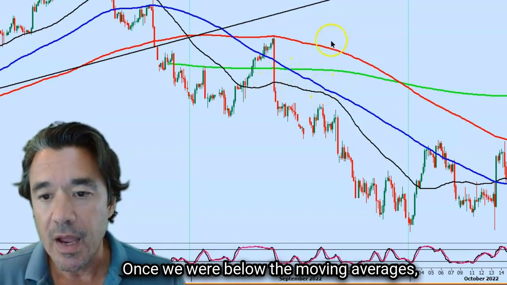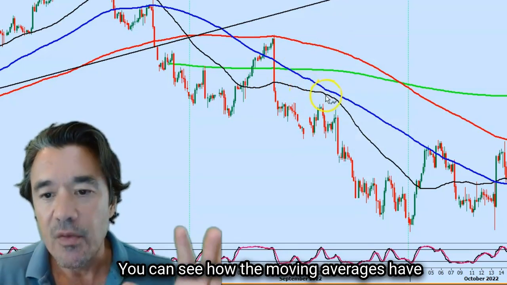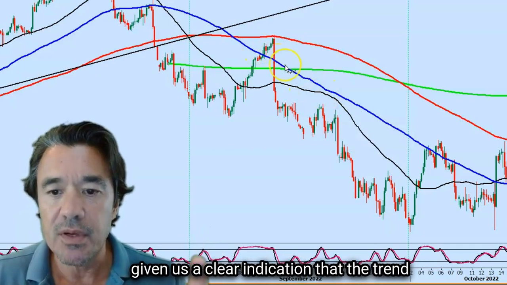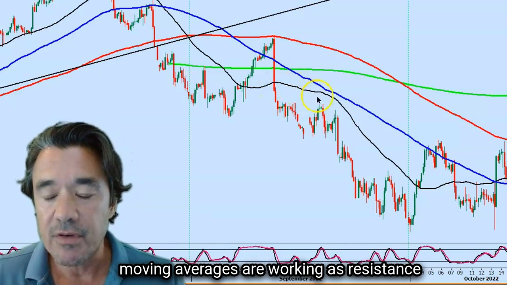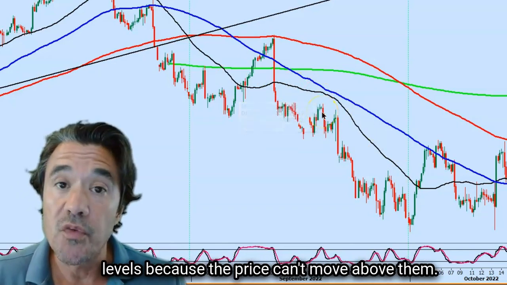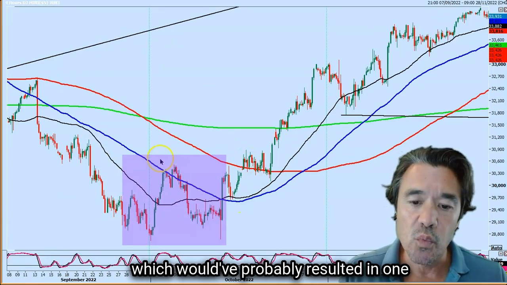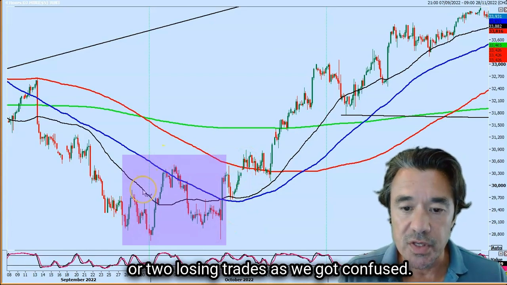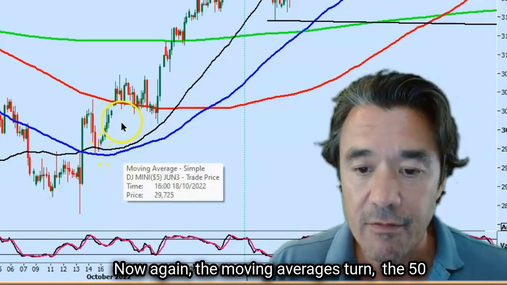Once we were below the moving averages, the price stayed below the moving average. You can see how the moving averages have given us a clear indication that the trend changed, the market is going down, and the moving averages are working as resistance levels because the price can't move above them. Here we enter a bit of a consolidation phase, which would have probably resulted in one or two losing trades as we got confused. Now, again, the moving averages turn.